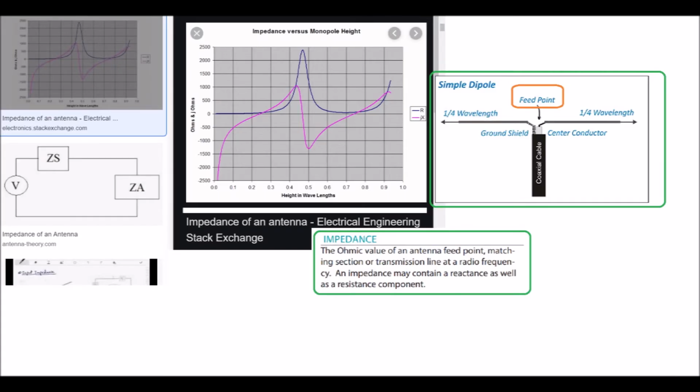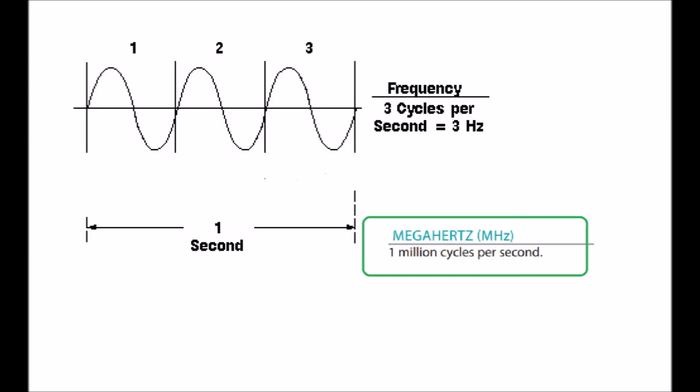Impedance: the ohmic value of an antenna feed point, matching section or transmission line at a radio frequency. An impedance may contain a reactance as well as a resistance component. Megahertz, MHZ: 1 million cycles per second.